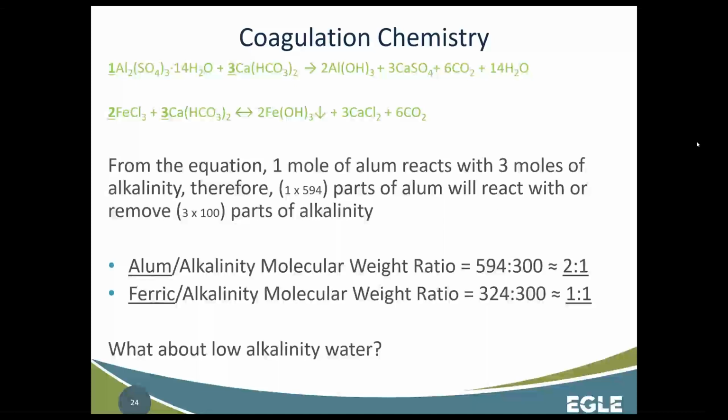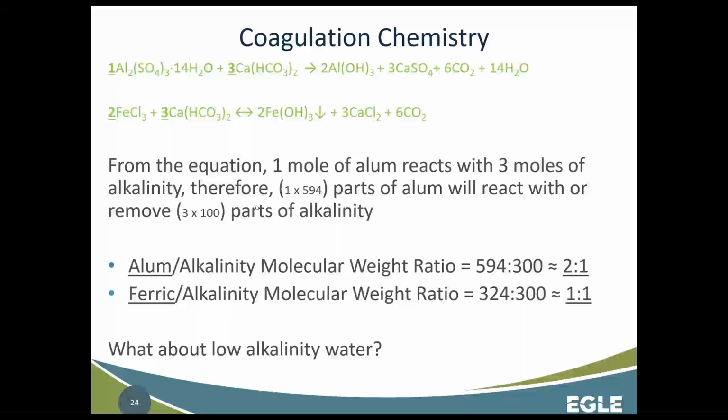Okay, so we're going to get into a little bit more of the molar ratios that I touched on in the previous slide. From this equation, 1 mole of alum reacts with 3 moles of alkalinity. What they're doing here is 1 times 594. They're starting to look at the molecular weights of each of these compounds.